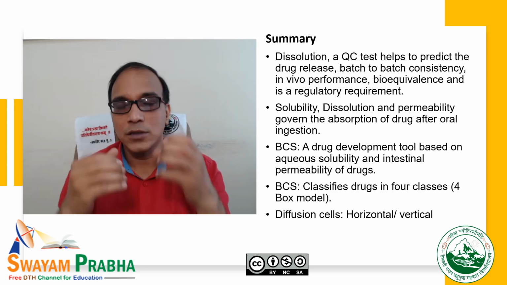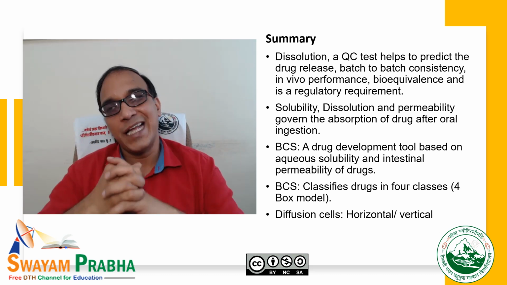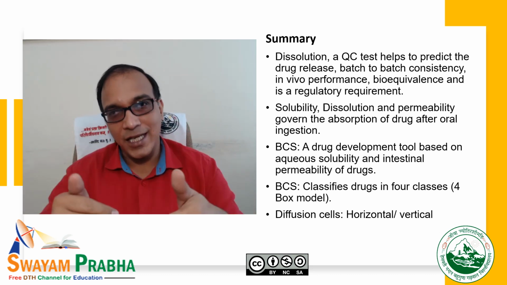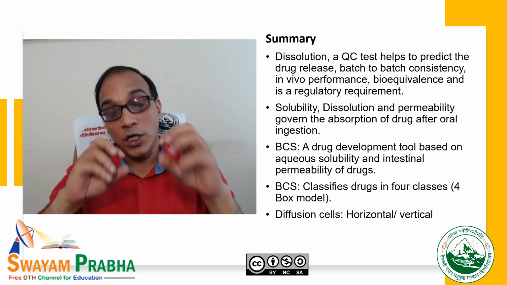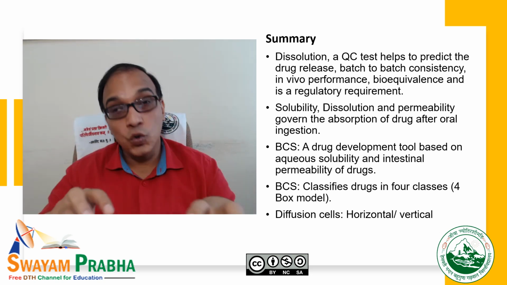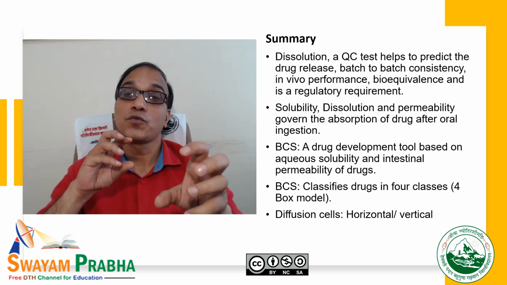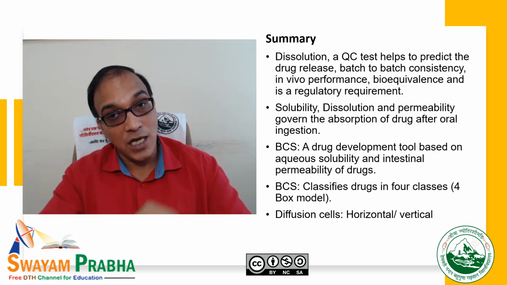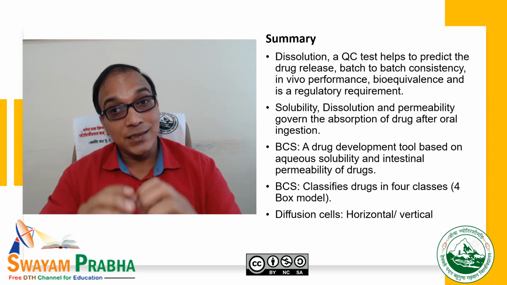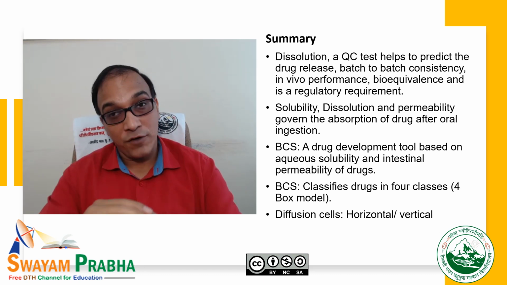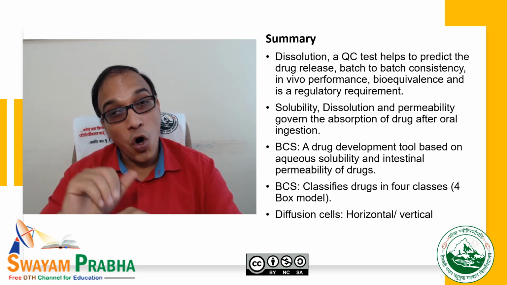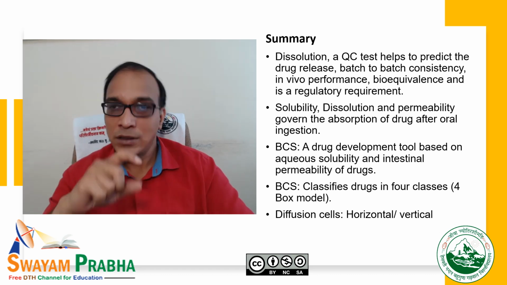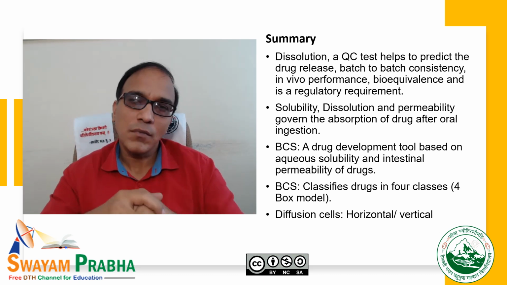So in general, this is the punch point you are taking away from this lecture: you must ensure that you know the BCS class of the drug, and your efforts should be focused on identifying the BCS class of a drug, because this is the basic requirement for developing any dosage form, and all your efforts and all your planning depend on this BCS class.